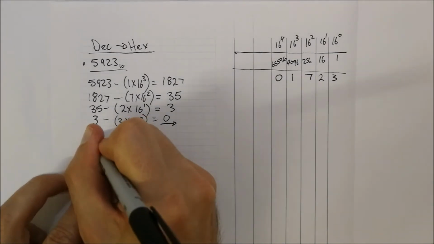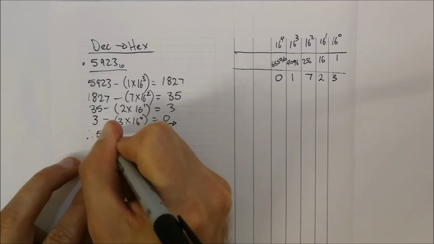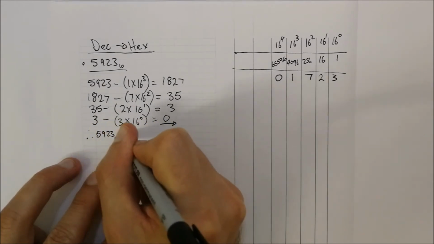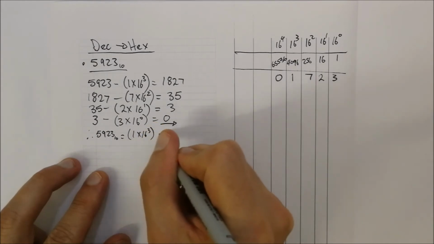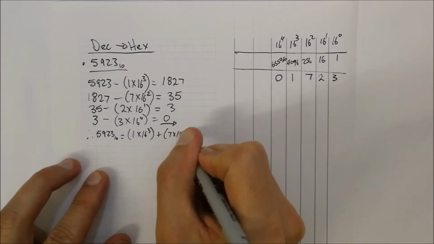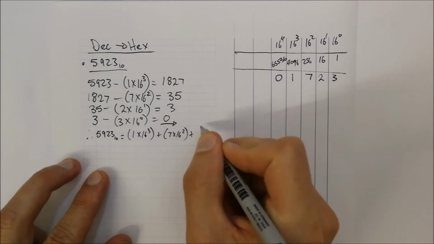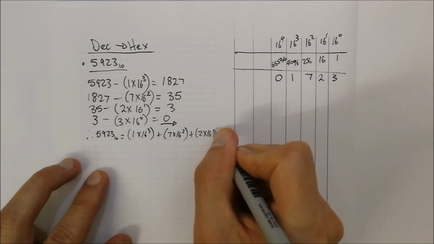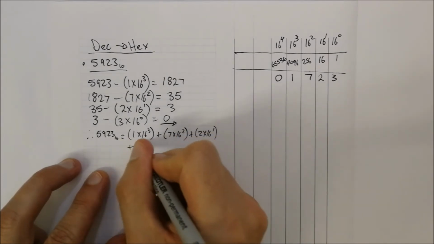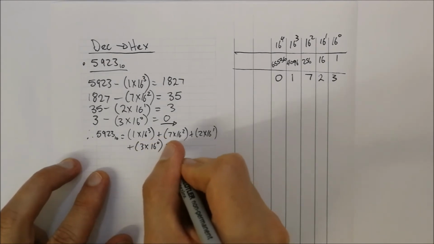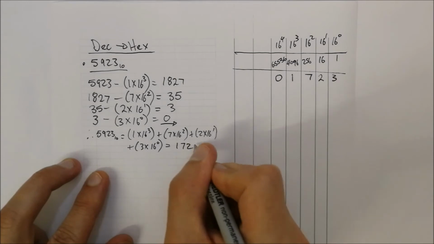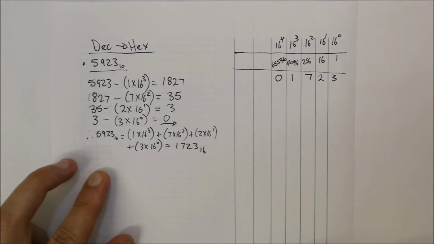Okay, so therefore 5923 base 10 is equal to 1 times 16 to the power of 3, plus 7 times 16 to the power of 2, plus 2 times 16 to the power of 1, plus 3 times 16 to the power of 0, and that's equal to 1723 base 16.